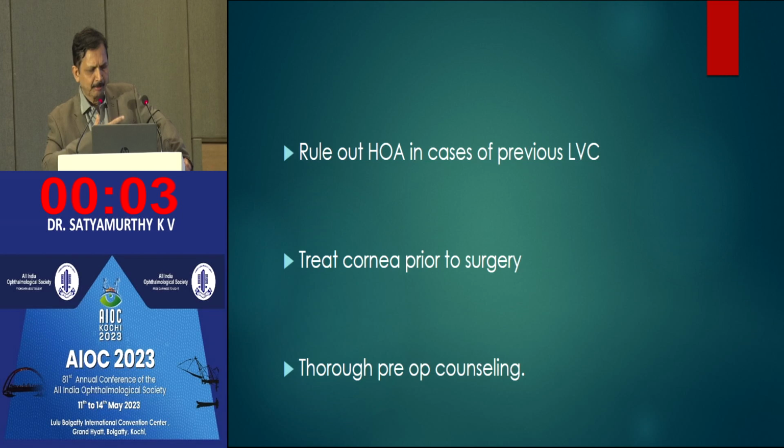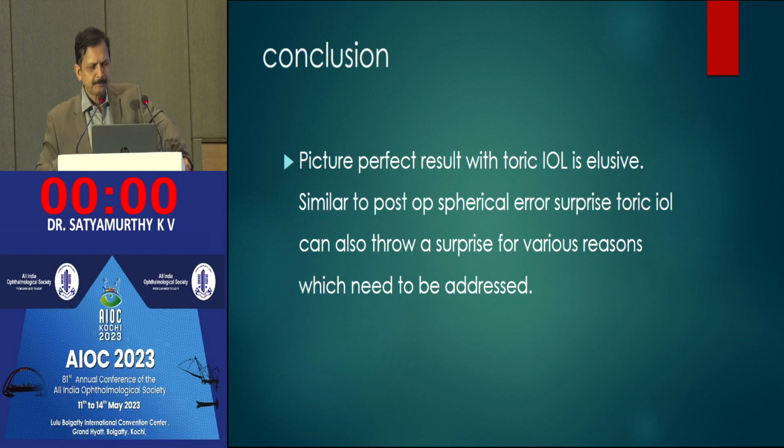So if the patient has higher order aberrations, treat the cornea prior to surgery, or at least this will help us do proper, thorough counseling. They should not expect very good results with a bad cornea like that. So it need not be a picture perfect result all the time. Toric IOL results can be elusive, similar to post-op spherical error surprises. Toric IOLs can also throw a surprise for various reasons, which we need to address.